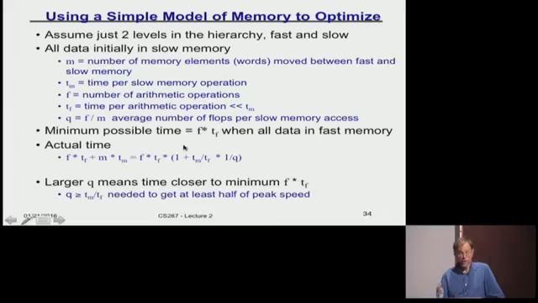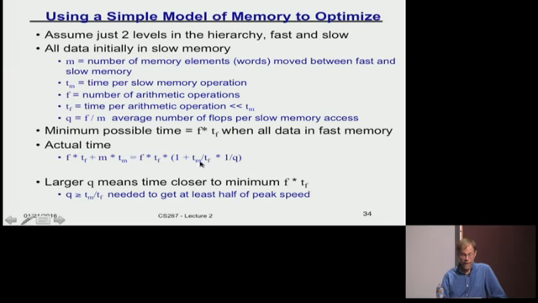So what is the minimum possible runtime? If everything were in fast memory and I never had to go to slow memory, it would be the number of flops times the time per flop, right? So that's my lower bound. The question is, how close can I get? The actual time in this simple model is going to be the arithmetic time plus the memory time. So flops times time per flop plus memory references times time per memory reference. Let me factor out the lower bound. And I'm left with 1 plus this ratio, times this formula here.